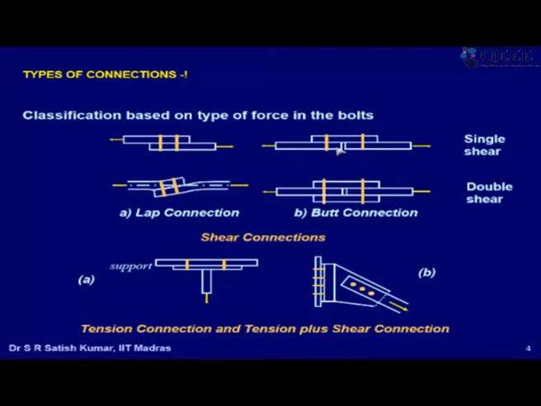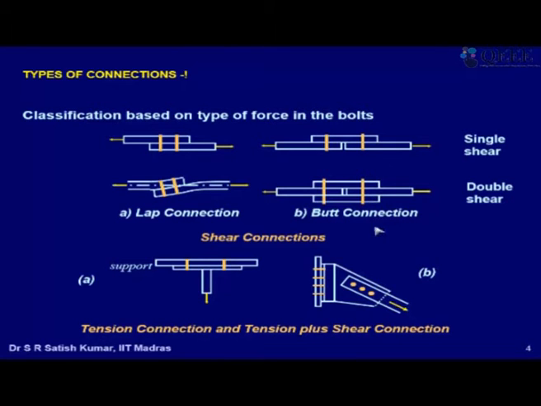So it's said to be butting against each other. And so what is happening is this load now gets transmitted partly, half, 50% to the top, 50% to the bottom cover plate. So I have what is called a double cover plate butt joint.